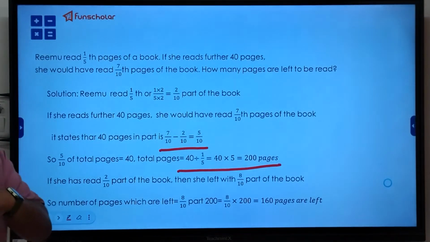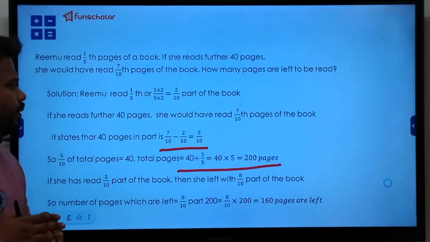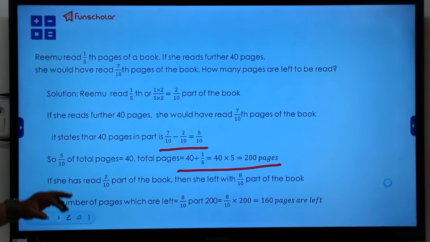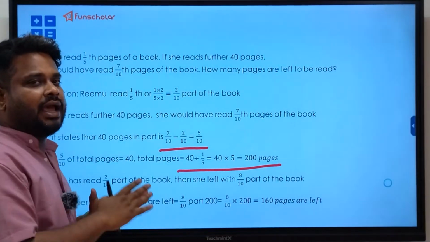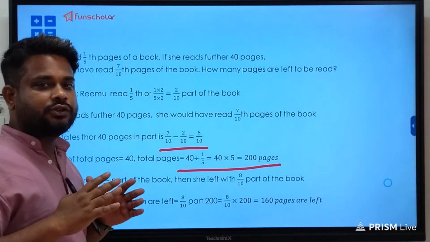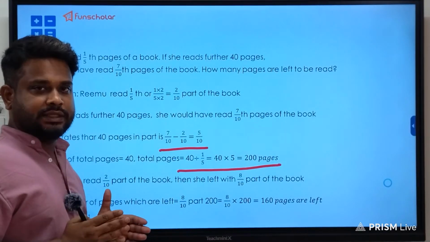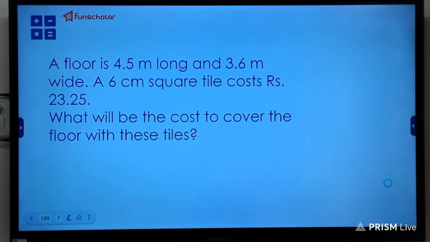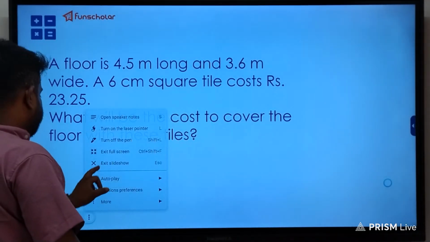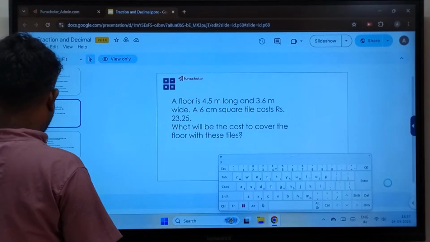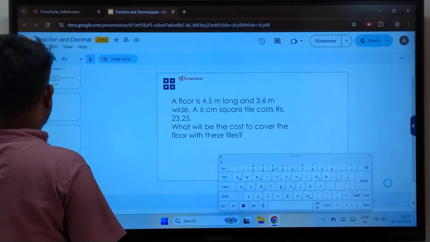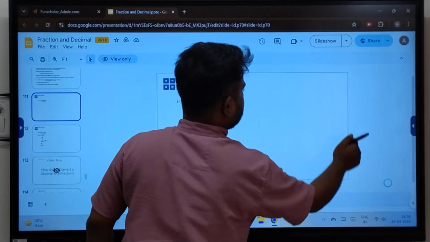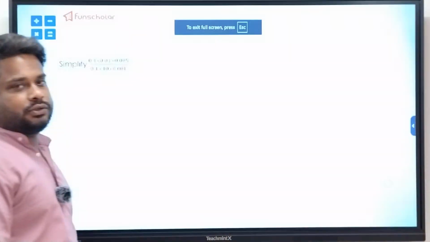Just try to do it again by writing it out, or look at this answer again and try to do it yourself, so that these kinds of sums will be done easily. Okay, the next one. Let's go a little further. I am not discussing more about the story sums.